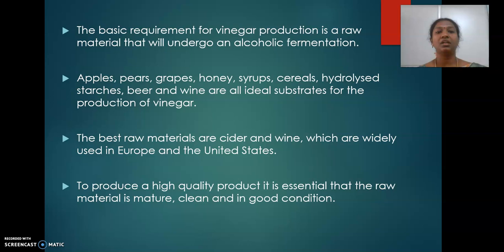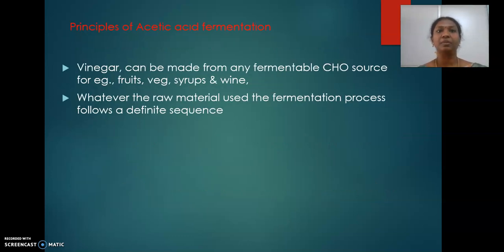The best raw material used in Europe and the United States is cider. To produce a high quality product, it is essential to have a good raw material that is mature, clean, and in good condition, so that we get a good quality vinegar. So let's see the principles of acetic acid fermentation. Vinegar can be made from any type of fermentable carbohydrate source, for example fruits, vegetables, syrups, and wine. Whatever raw material we use, the fermentation process will be the same.